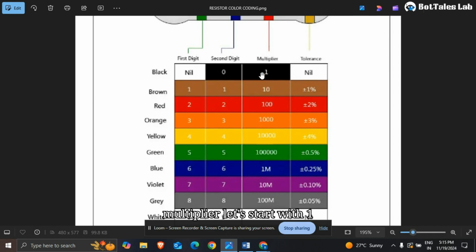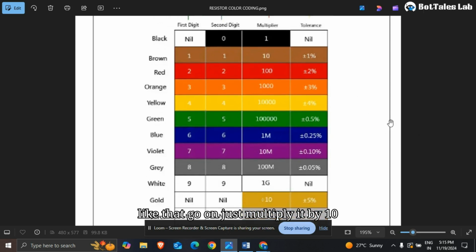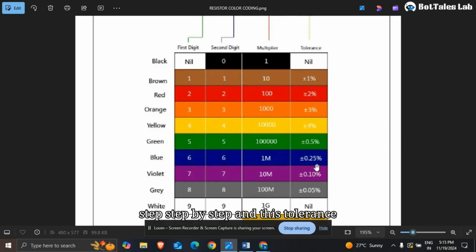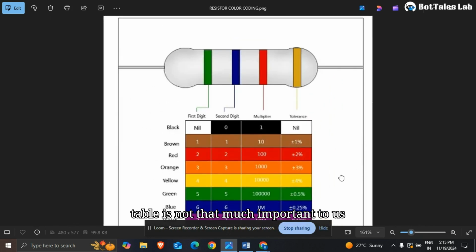And for the multiplier, let's start with one. From top to bottom, that is from black, start with 1, then 10, 100, 1000, 10,000, 1 lakh, 10 lakh, and go on like that. Just multiply by 10 each time, increasing step by step. And this tolerance table is not that important to us.